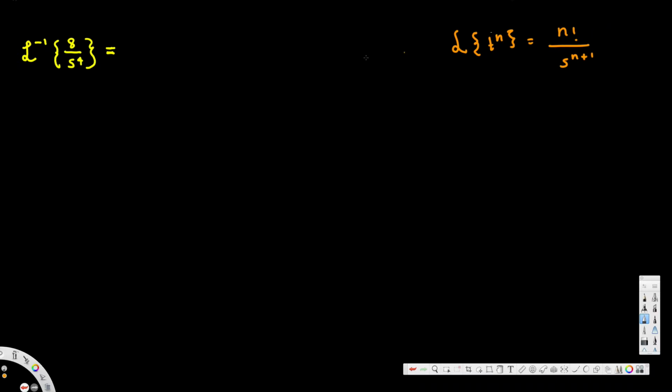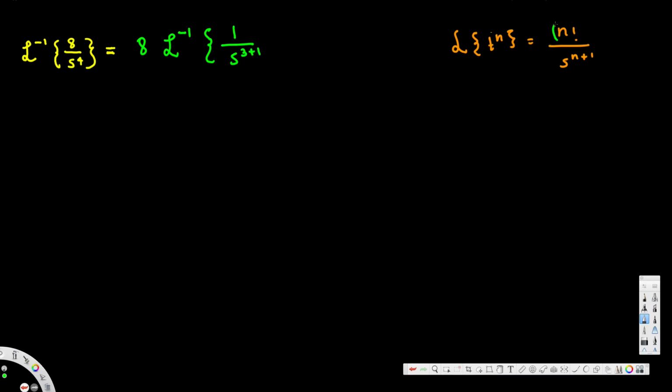To bring it into this pattern, first we can bring this 8 outside. If I move this 8 to the front, and then write Laplace inverse, this is going to be 1 over s power 4. Now here you can see we have s power n plus 1. So if I just remove 1, we can write this as 3 plus 1. Therefore n is 3.